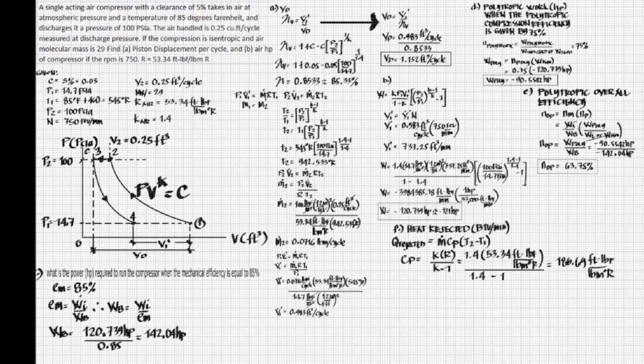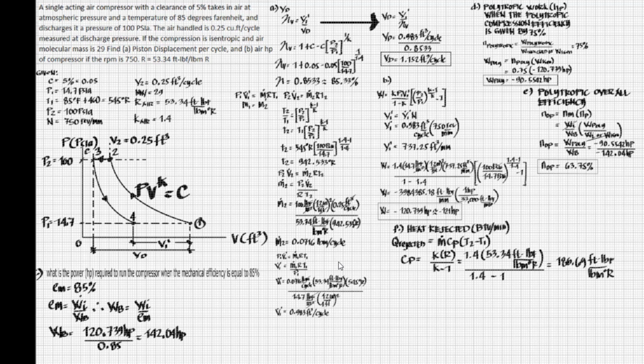Next, we can substitute, but you will notice here our mass flow rate is in terms of the unit of pound mass per cycle. Okay, so what we're going to do is the same as what we did previously.